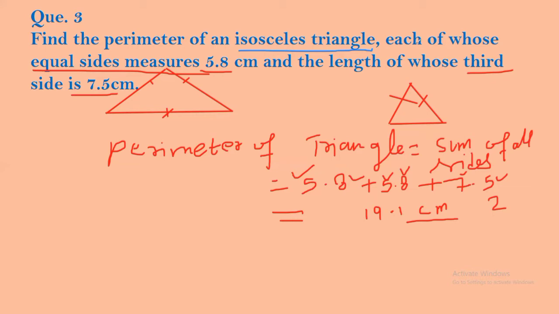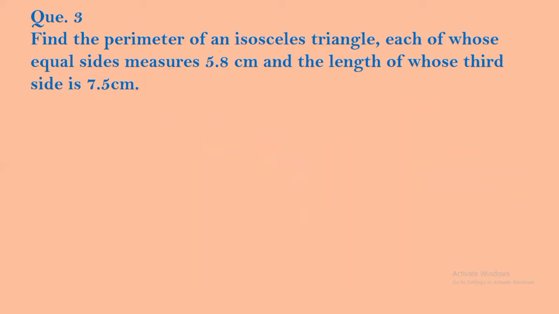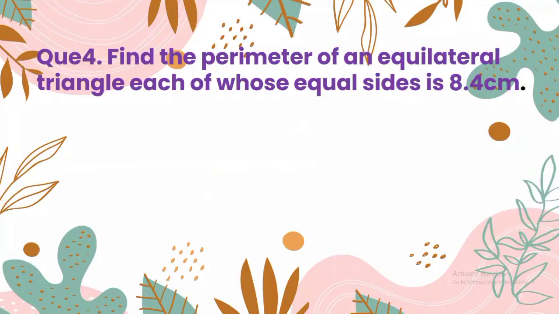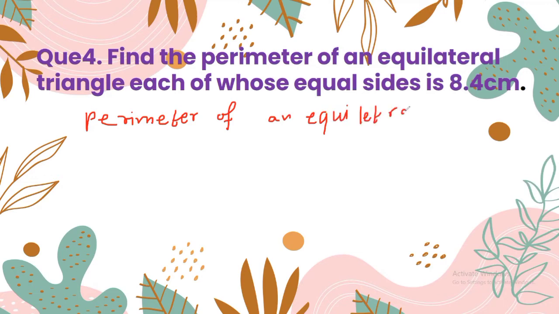Now the next question is 4. Find the perimeter of an equilateral triangle each of whose equal sides is 8.4 centimeter. You know very well what the formula is to get the perimeter of an equilateral triangle. Perimeter of an equilateral triangle. What is the formula?